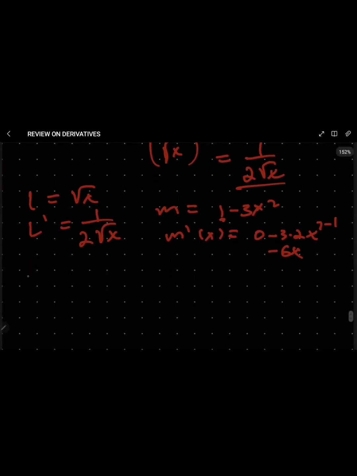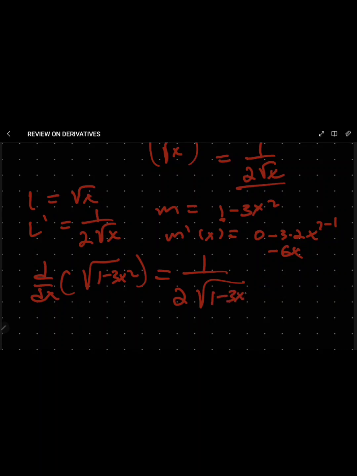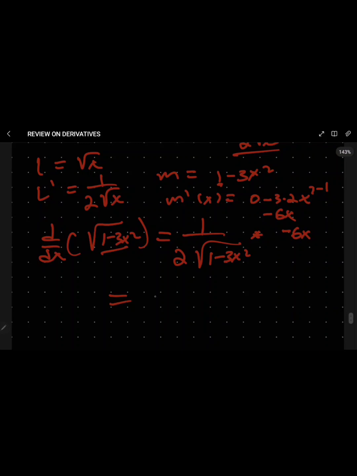Now how do you do this one? What is d per dx of the square root of 1 minus 3x squared? The first thing is you find the first derivative, which is 1 over 2 root, with m of x inserted in the root, which is 1 minus 3x squared, times the derivative of this one, minus 6x. That's how it works. So this is equal to minus 6x over 2 root 1 minus 3x squared.